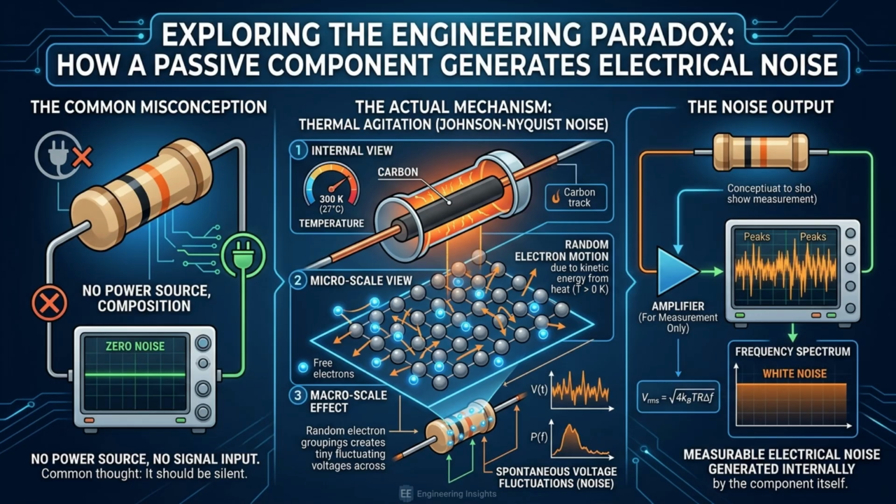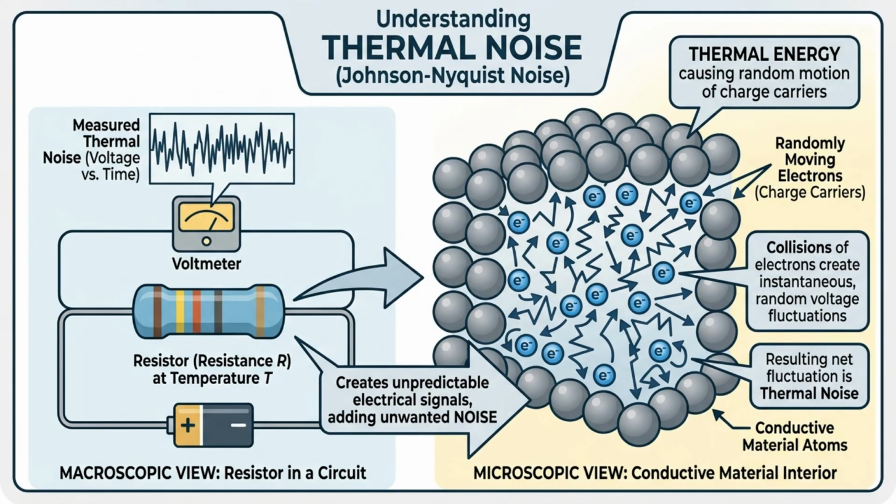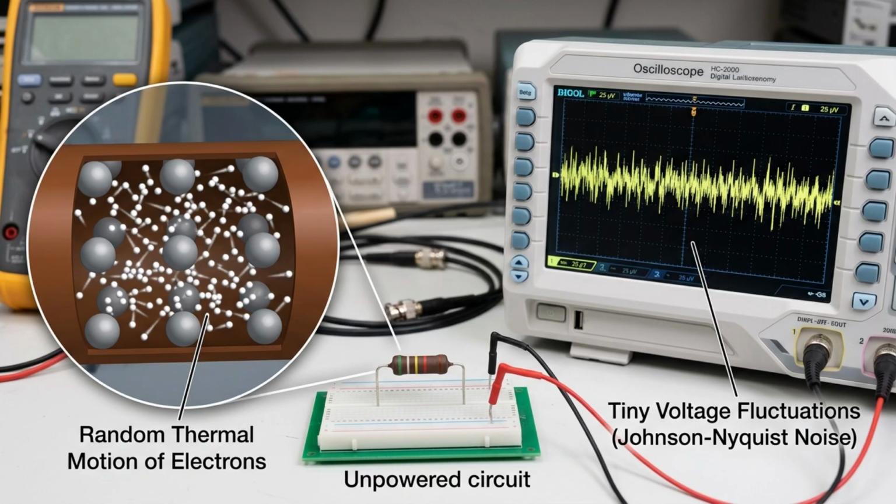This raises an important engineering question. How can a passive component with no amplification and no signal source generate electrical noise? Every resistor generates thermal noise, also known as Johnson-Nyquist noise, because the electrons inside the conductive material are constantly moving due to thermal energy. This random electron motion creates tiny fluctuations in voltage across the resistor, even when no external voltage is applied and no current is flowing through it.